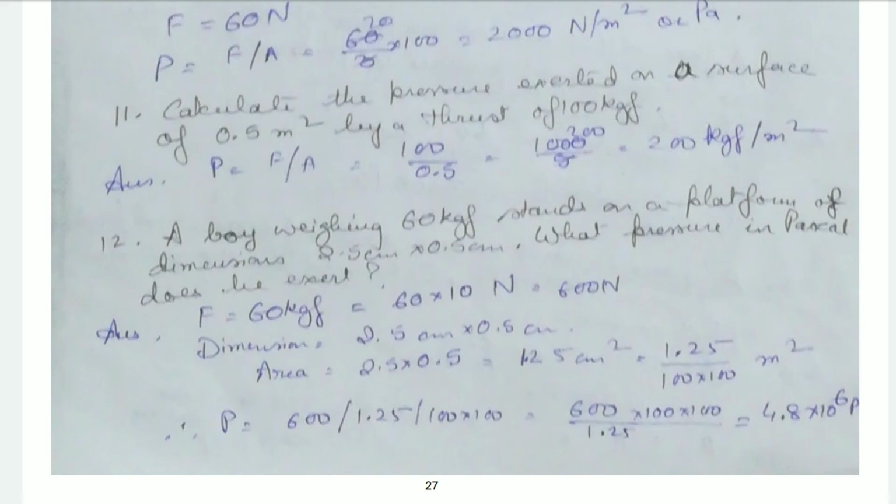Then calculate the pressure exerted on a surface of 0.5 meter square by a thrust of 100 kgf. Okay, so pressure equal to force by area. So 100 by 0.5. Therefore, that gives us 200 kgf per meter square.